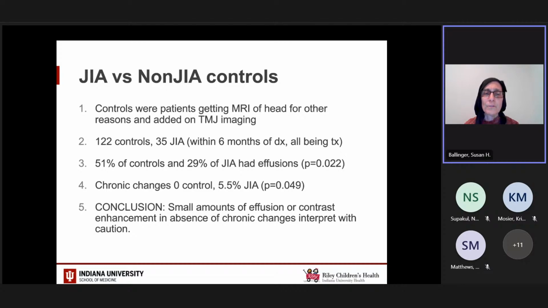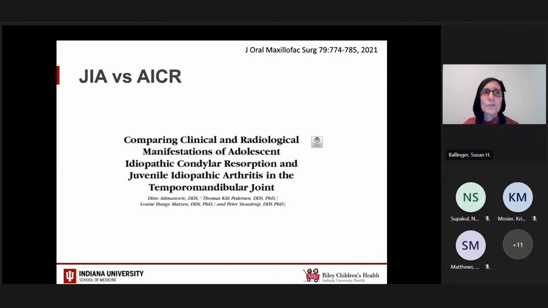There were chronic changes, though. They were not seen in any of the controls, so no changes in terms of condyle changes, erosions, or anything like that. But they were also only seen in 5% of the kids with JIA. And again, I think that's biased because these kids were early in their diagnosis and were already on treatment. But the conclusion of that study was that small amounts of effusions or contrast enhancement in the absence of chronic changes need to be interpreted with caution, that these certainly could be normal findings in kids. The 2 other articles I want to talk about, one was looking at JIA versus the idiopathic condylar resorption.